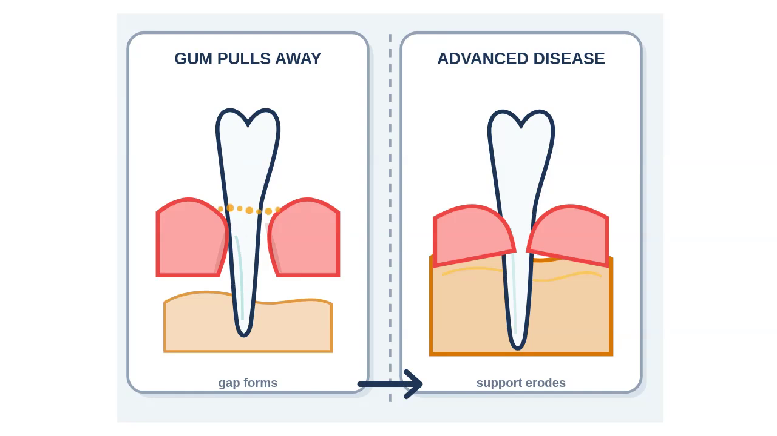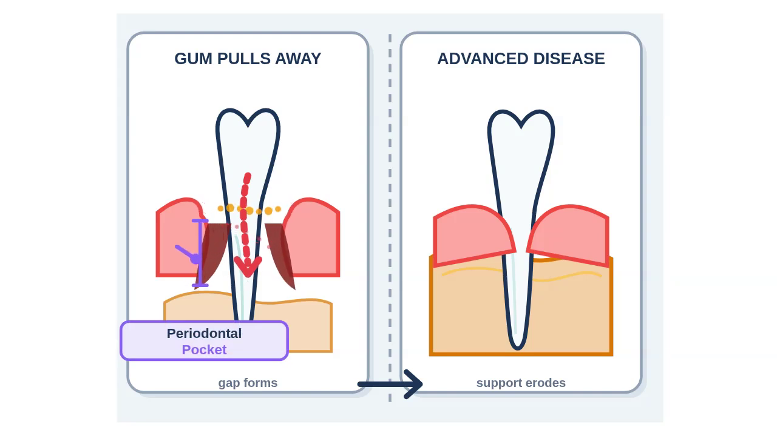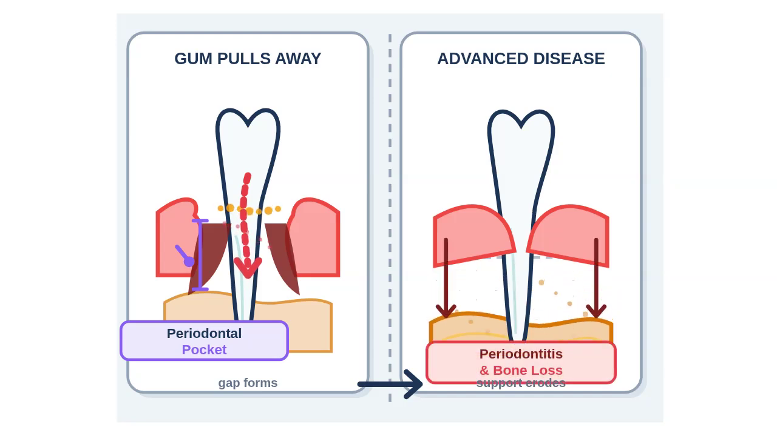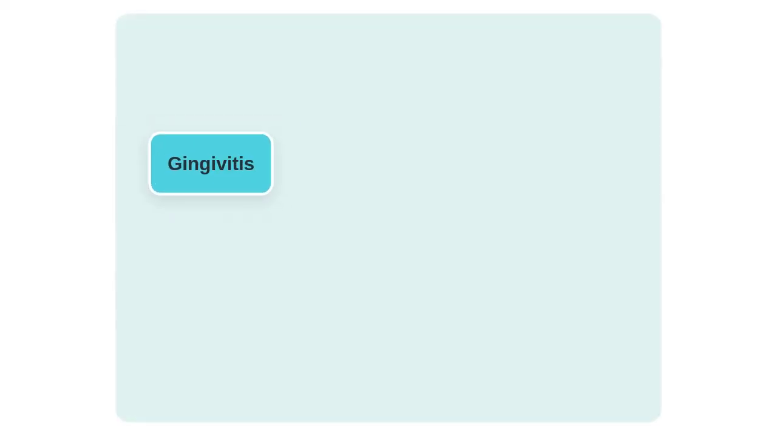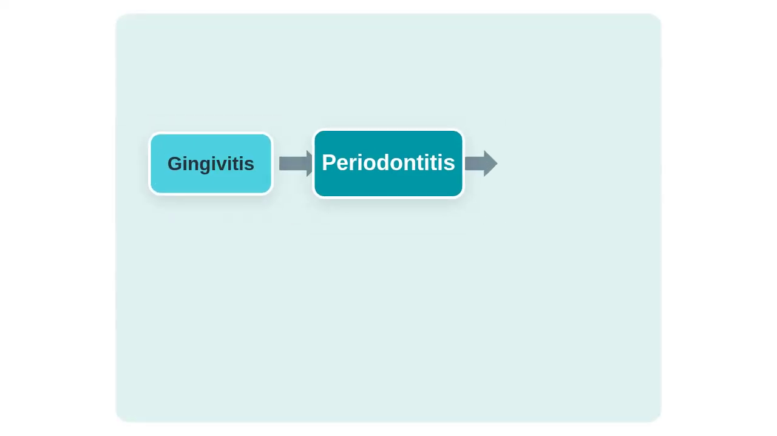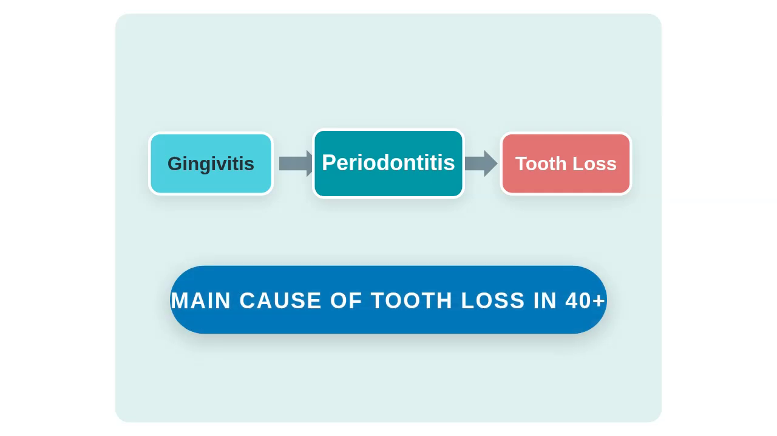If the plaque is not removed, the inflammation travels downward, involving the periodontal ligament and associated tooth structures, a condition called periodontitis. A pocket forms between the tooth and gum, and over a period of years, the root of the tooth and bone are eroded until the tooth becomes loose and is lost. This progression from gingivitis to periodontitis to tooth loss is the main cause of tooth loss in people over 40. That sequence is worth remembering.